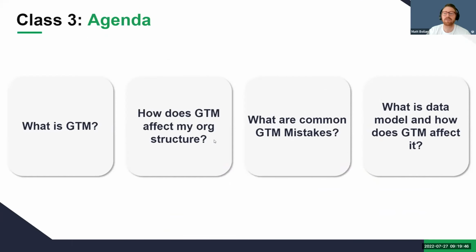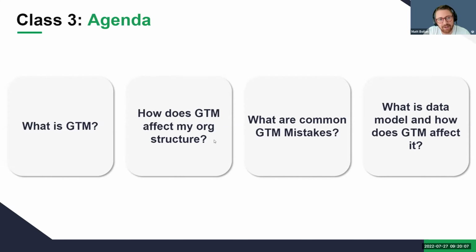So here's the agenda for today. There's a lot more than that. This seems like 4 things, but there's a lot to cover all today for our class. Number 1 is, what is the go-to-market? What does that mean? What do we define it as? Because honestly, just like revenue operations, this can mean lots of things to different people. How does my go-to-market motion affect my org structure?